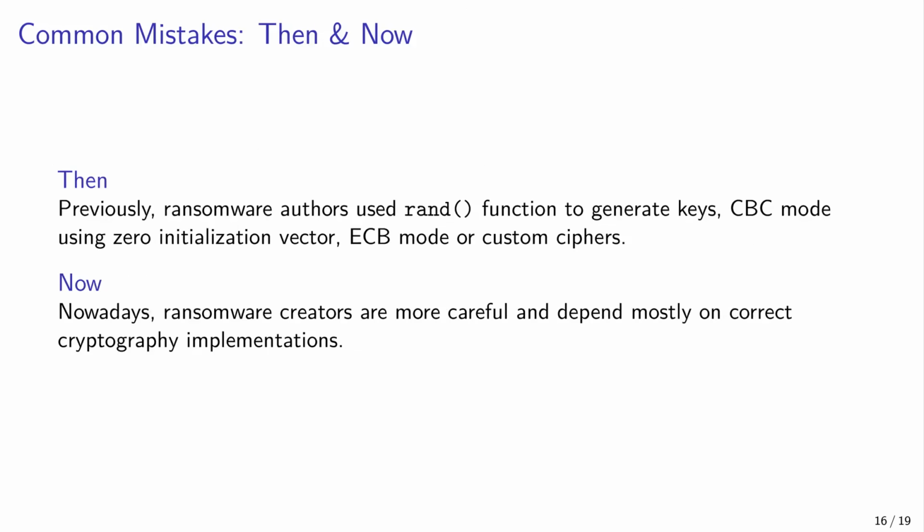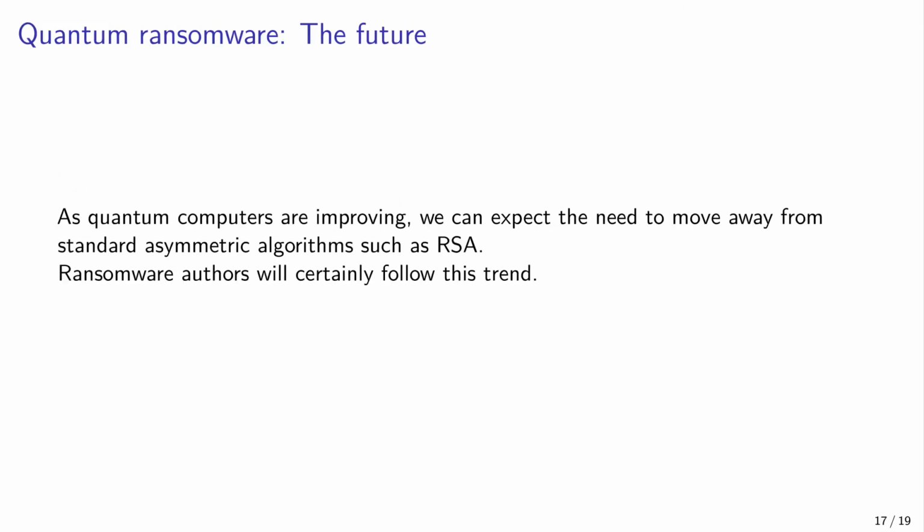As a final comparison, we've seen that authors in the past were using insecure random generators like rand from C standard library, ECB modes, and custom ciphers. From our findings, in the newest versions and samples of ransomware, there's prevalence of correct implementations, and mistakes or custom ciphers are less common. For the end of our presentation, let's talk about the future of cryptography for ransomware.